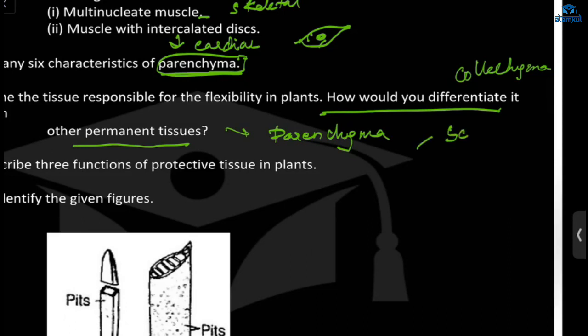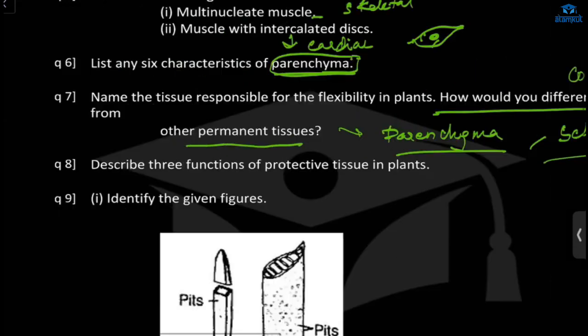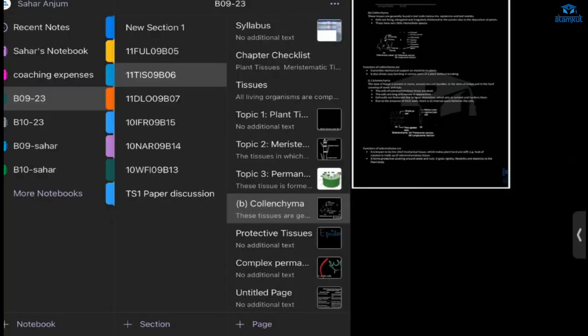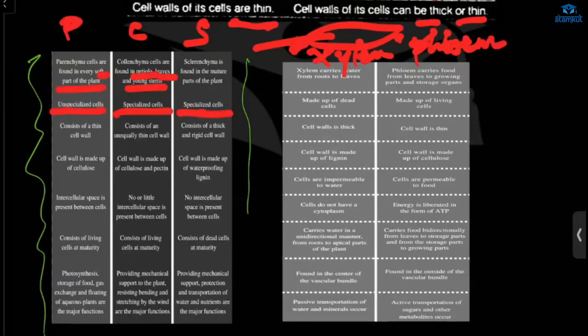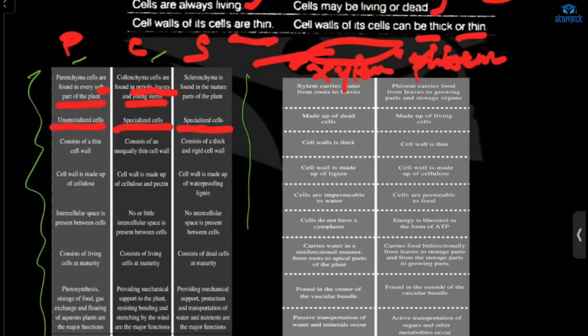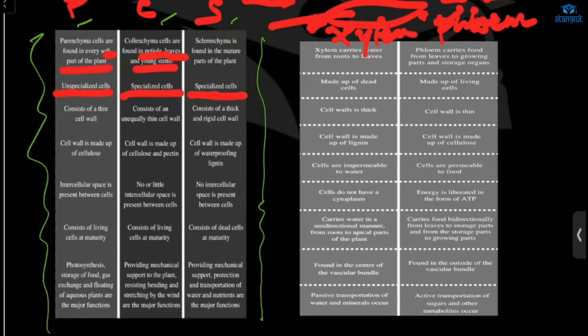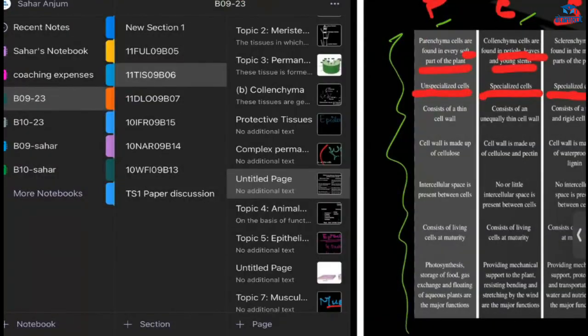sclerenchyma. Okay. So in this question, you have to write the difference between parenchyma and sclerenchyma. Understood? I have already given some differences here. See this, you can write. This is parenchyma and sclerenchyma. You will write notes, right? Yes, see the notes. All these things you can write. These are important. Okay. Next we'll see.